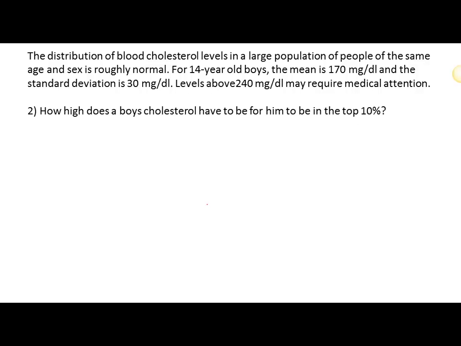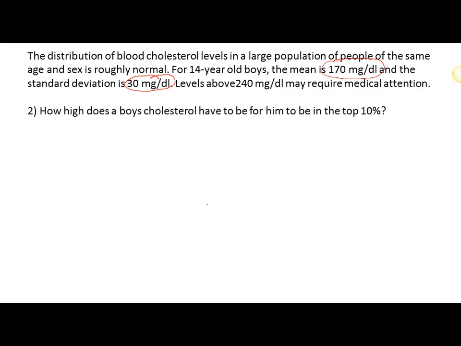So the second type of normal distribution problem that we might have is the backward normal kind of problems. In this case, the setup of the problem is the same. We're still talking about the blood cholesterol of these 14-year-old boys, and we know that that population has a mean of 170 and a standard deviation of 30.